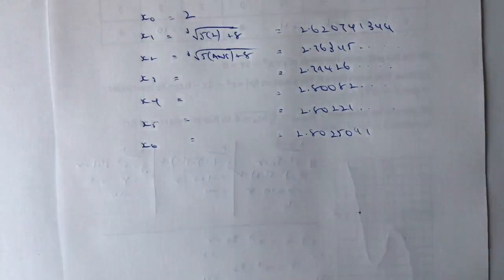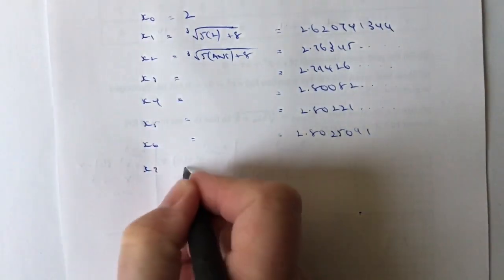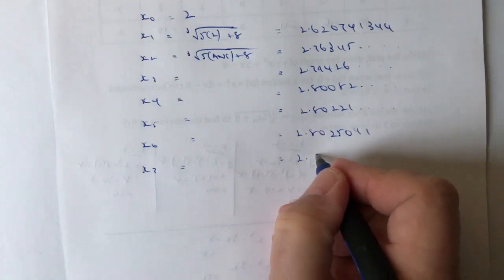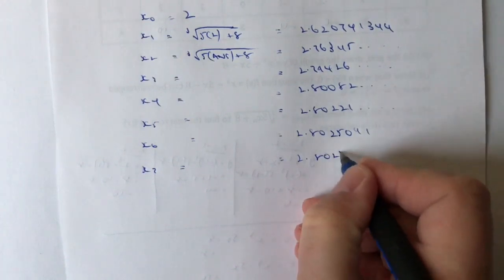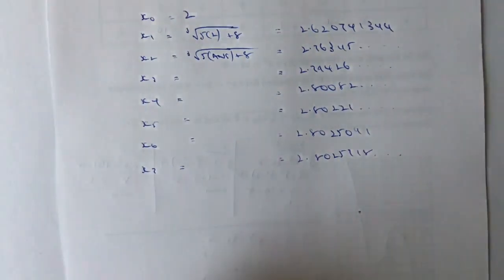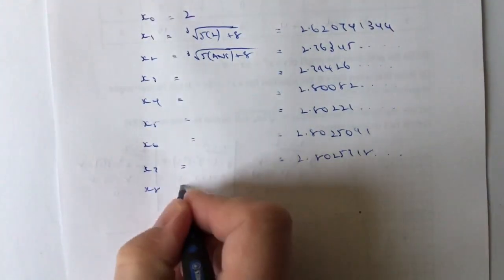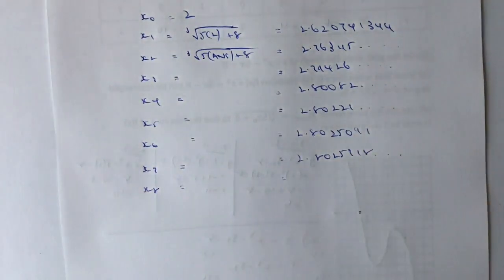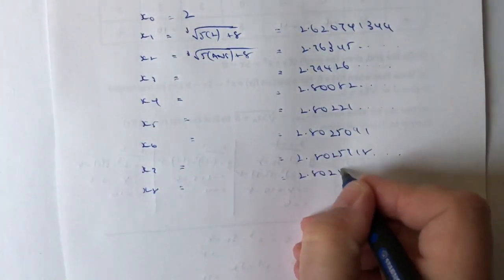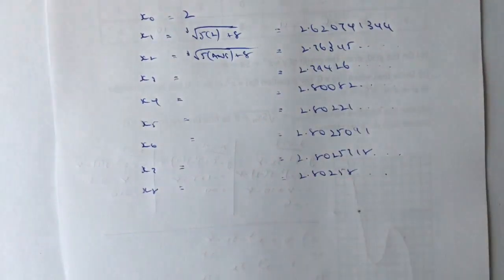I need to just check that. So x7 is going to be equal to 2.8025718..., and that's looking much more promising now. I'm just going to check that with x8, and that's going to be equal to 2.80258 something or other. Okay, no problem.